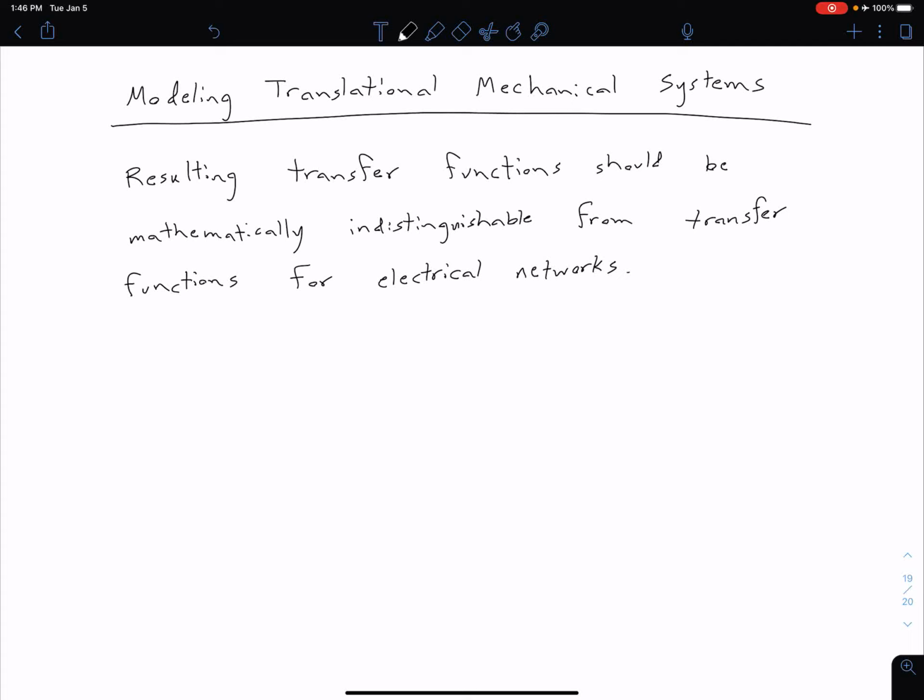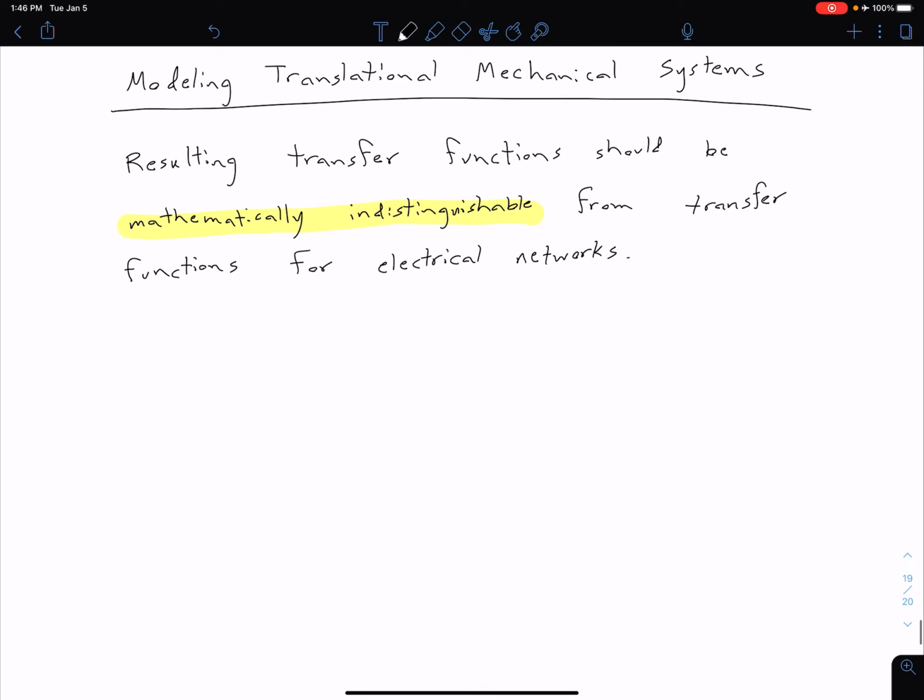We're going to change gears a little bit here and look at modeling translational mechanical systems. One important thing to keep in mind is that the resulting transfer functions from analyzing these mechanical systems should ultimately be mathematically indistinguishable from transfer functions that we get from circuits. That's a really cool thing about control systems: we could be analyzing the same type of equation, and it could be coming from some chemical process, some mechanical process, some electrical process, but the underlying analysis that we're going to do in this class is all the same for all of these different types of problems.